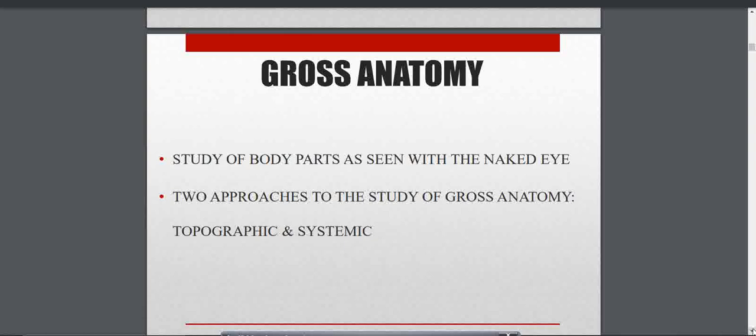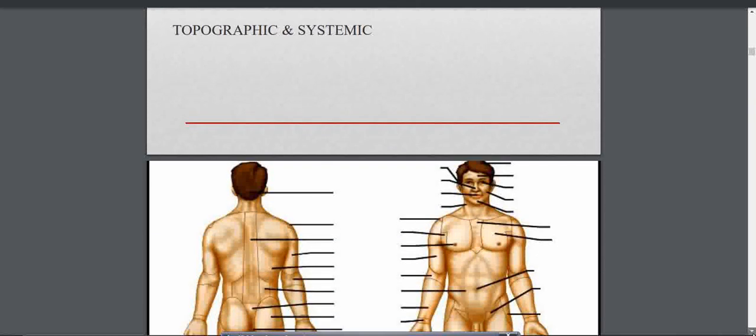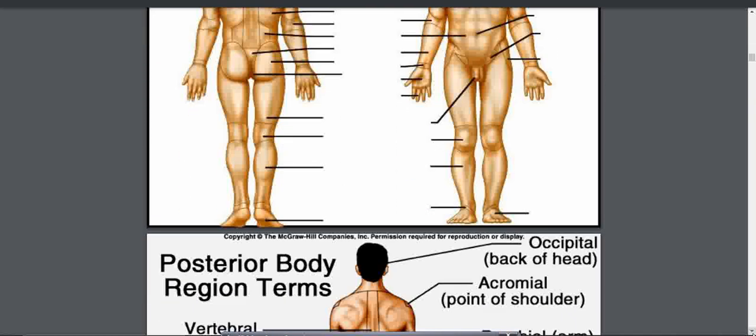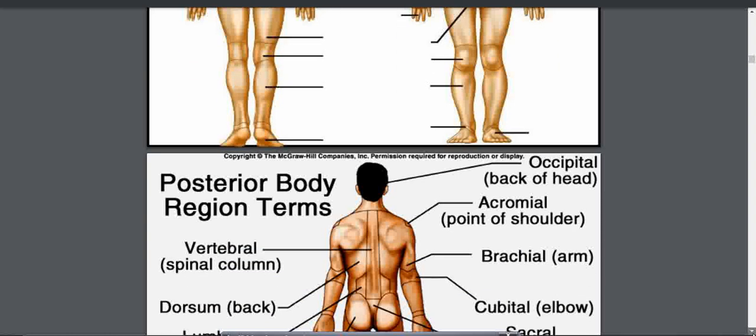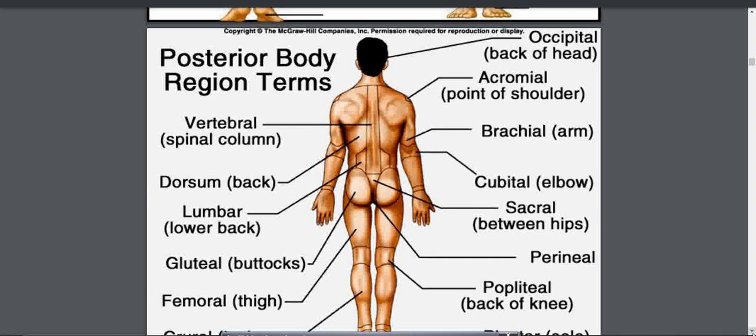And the two approaches to the study of gross anatomy are topographic and systemic. So as a medical student, you are supposed to evaluate organs of the body based on either topographic way or systemic way. Topographic is generally over the terrain, then systemic is from one system to another. Remember what you learned in high school, the body has got many organ systems. Now, these are what we call the gross anatomy, what we are able to view and see.